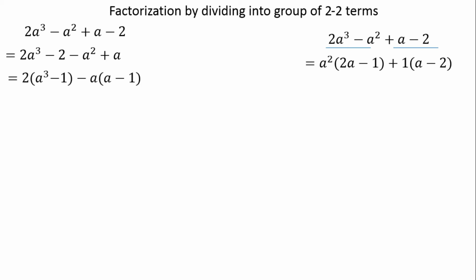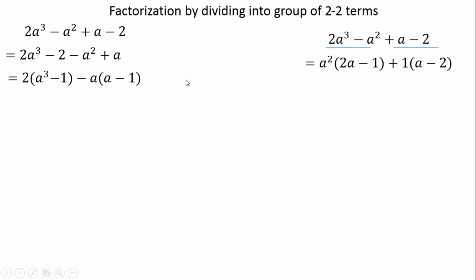Then from the first 2 we can take the common 2, and from the last 2 we can take the common a. Then from the first 2 there is the remaining a cube minus 1, and from the last 2 there is a remaining of a minus 1. So here also we can see that the bracket expressions are not the same, but wait, we can do something for the solution of this a cube minus 1.